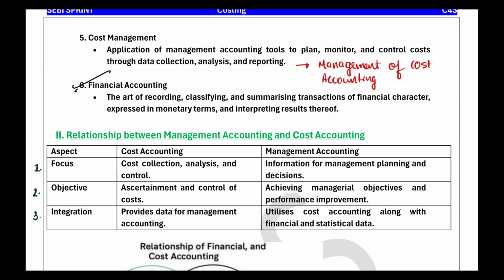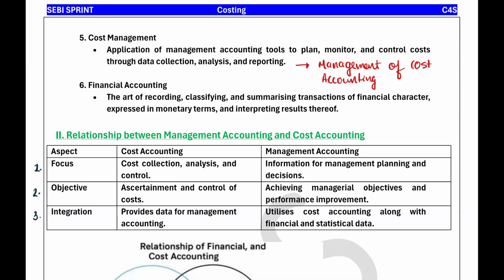Now, financial accounting, I just told you, for reference I have written over here, is the art of recording, classifying, summarizing transactions of financial character expressed in monetary terms and interpreting the results thereof. You will study it deeply in the accounting subject. So I hope till here financial accounting is very clear. The six differences, the meaning that I want to deliver, because in your examination they can ask with close answers. The MCQ options they are giving are very close, so you should read it very thoroughly, right?